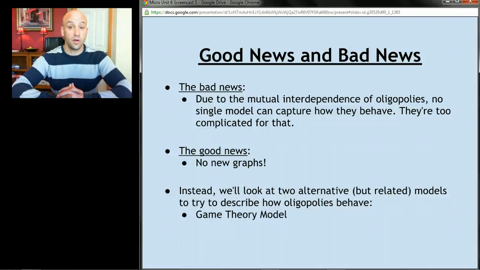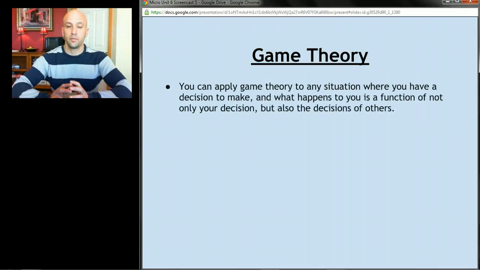The first model is called the game theory model, and the second model, which is very closely related to it, is called the price leadership model. Okay, so let's start off with game theory. Now, you could apply game theory to basically any situation where you have a decision to make, and what happens to you is a function not just of your decision, but the decisions that other people are making too. So game theory kind of has an unfortunate name.